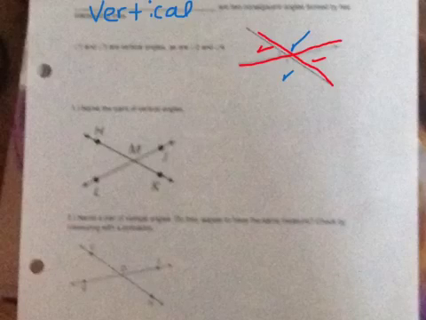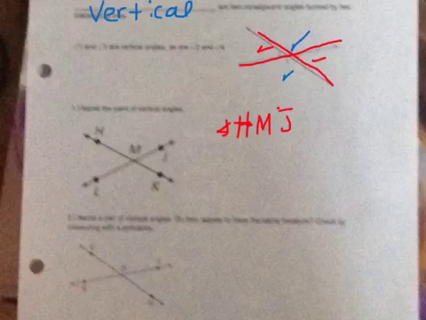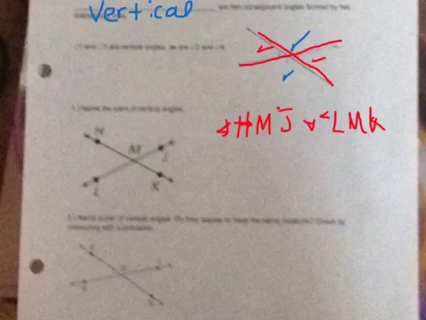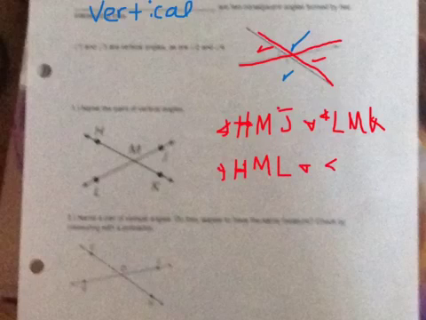So down here on this one, number 1 below it, name the pairs of vertical angles. Well, you could say angle HMJ, or you could call it JMH, and angle LMK. Those are vertical angles. Let me put an angle sign in front of there. And then there's another pair of vertical angles, and that would be angle HML. It's supposed to be an angle sign. It's just not coming out very well. Angle HML and angle JMK.